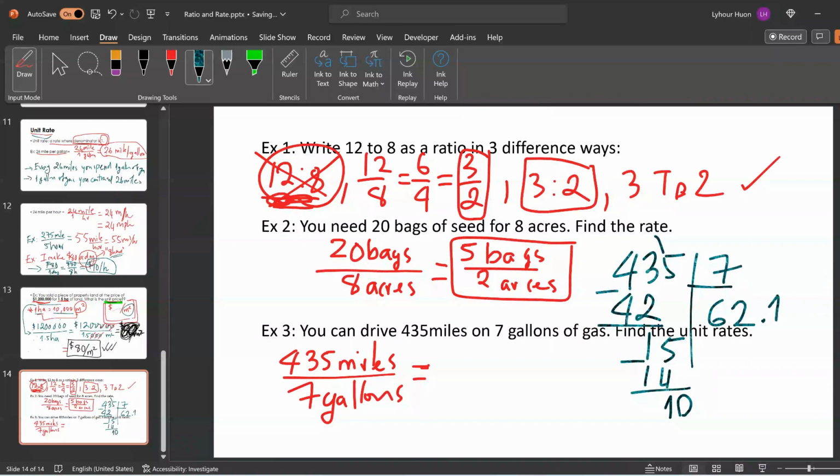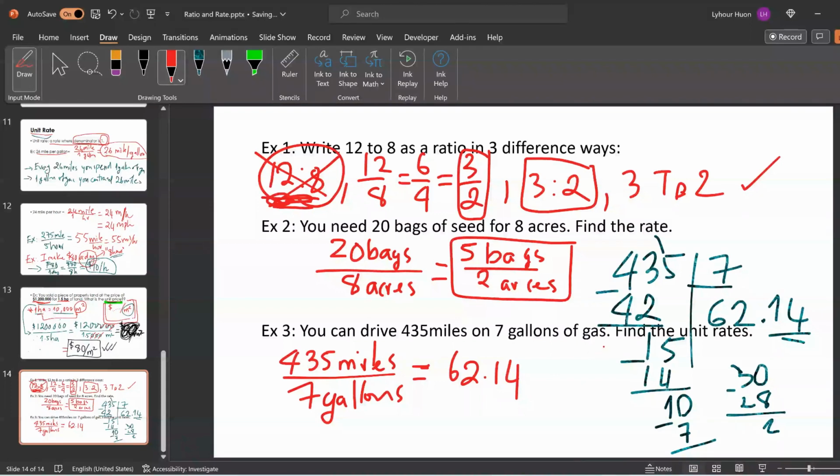So then it's 10. 1 times 7 is 7. 10 minus 7 is 3. I put 3 here. 3 is smaller than 7, so we add another 0. How many times does 7 go into 30? 4. Yes, 4 times 7 is 28. So we have 2, and of course we could continue, but two decimal places is okay. So the answer is 62.14.